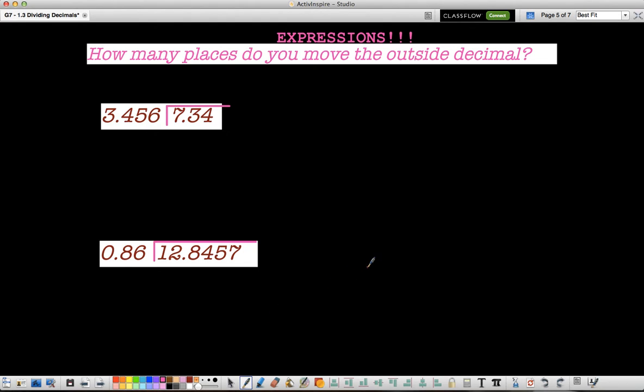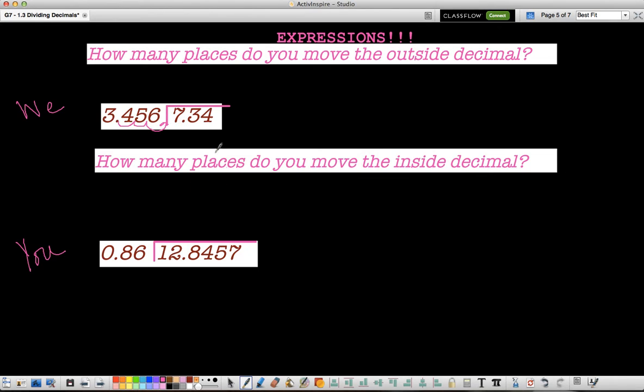All right, so here what I want you to look at is how many times you have to move the outside decimal. This one will be a we try, and this one will be a you try. So this one you're going to do on your own. Let's look at the first one. How many places do you move the outside decimal? If you said 3, you're correct because it has to go 1, 2, 3 places to get to the front. Based on that, how many places do I need to move the inside decimal? Since I moved it 3 on the outside, I have to move it 3 on the inside. Now here, I know that there's no number here, so we don't stop, we have to add a 0.